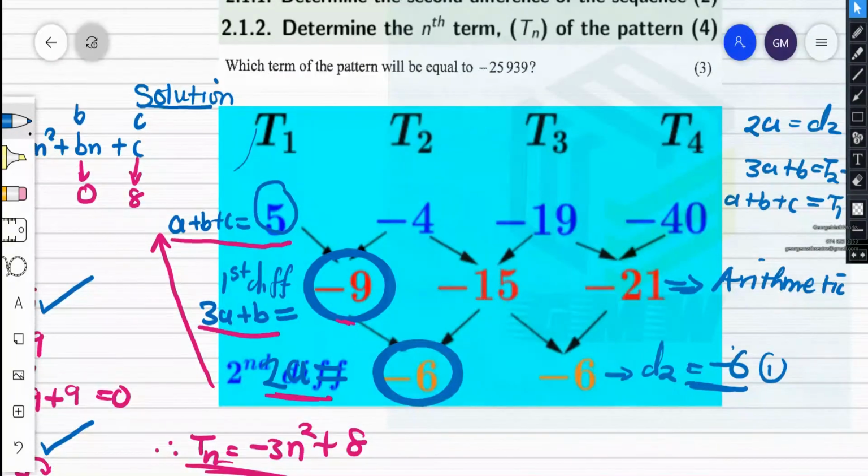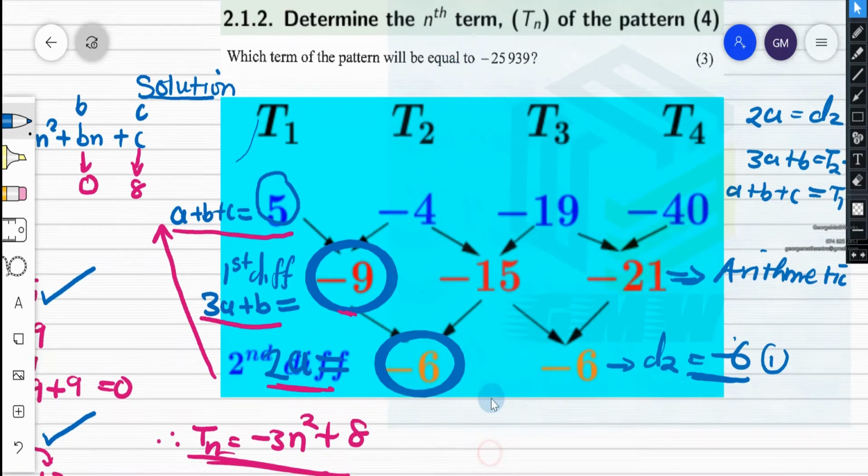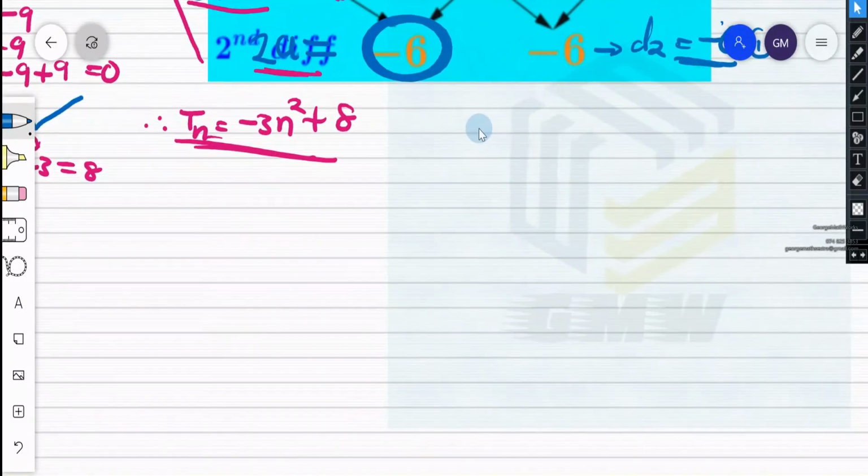The question says that, which term of the number pattern will be equals to minus 25,939? So here, remember, the topic we are dealing with says quadratic sequences and series, which means we are dealing with quadratic. Now, when they give you a question like this, which term of the pattern, we want to locate a position here. We want to find the n, which means that my solution for the first question is what I'm going to use. So we are given that we want to find minus 25,939. So here, I will substitute wherever there is Tn.